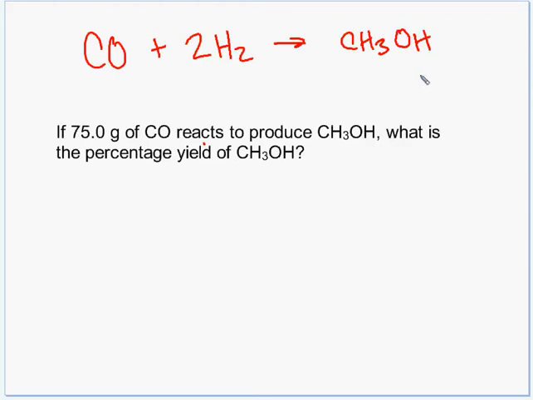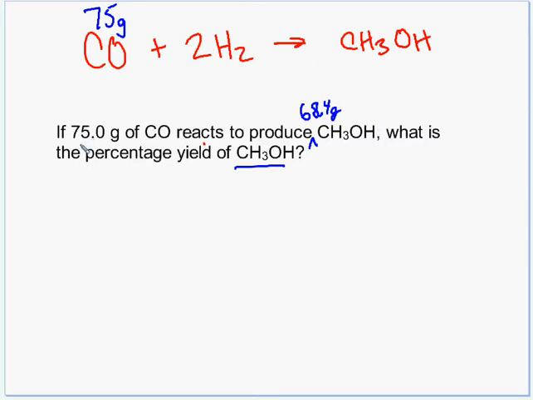So it's already balanced. It says if 75 grams, so I'm going to go ahead and write that right here, 75 grams of carbon monoxide reacts to produce, and I forgot this one, this is a given, 68.4 grams of CH3OH. What is the percent yield of CH3OH?